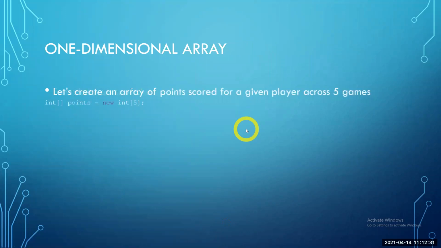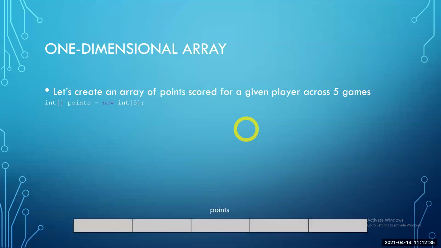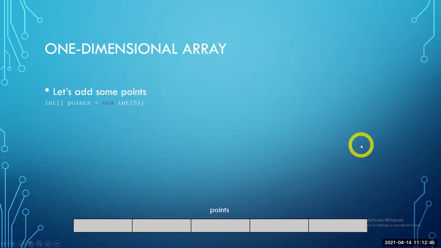We talked about one-dimensional arrays. This is how you would create that one-dimensional array, and it would have 5 indices. Int points equals new int with 5 indices. Then we add some points. So points 0 equals 22, points 1 equals 10, 15, 45, and 30. Everybody with me so far?